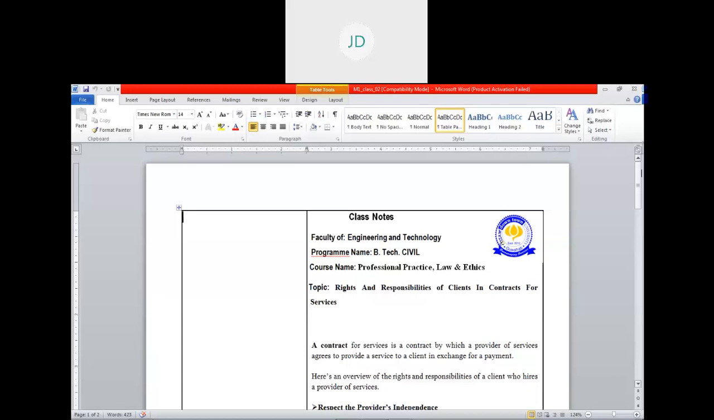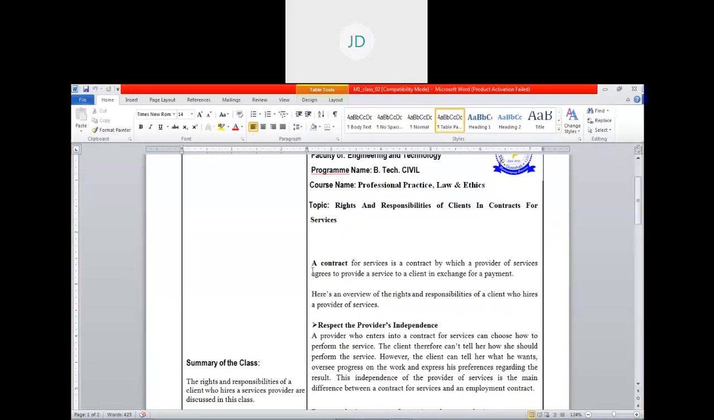Contracts provide a written document that outlines the full understanding of a particular business relationship and scope of the work, so that no one can claim any misunderstanding later down the road. Basically, suppose there is a work to do. A contract for a particular service is a contract by which a provider of service agrees to provide a service to a client in exchange for a payment.